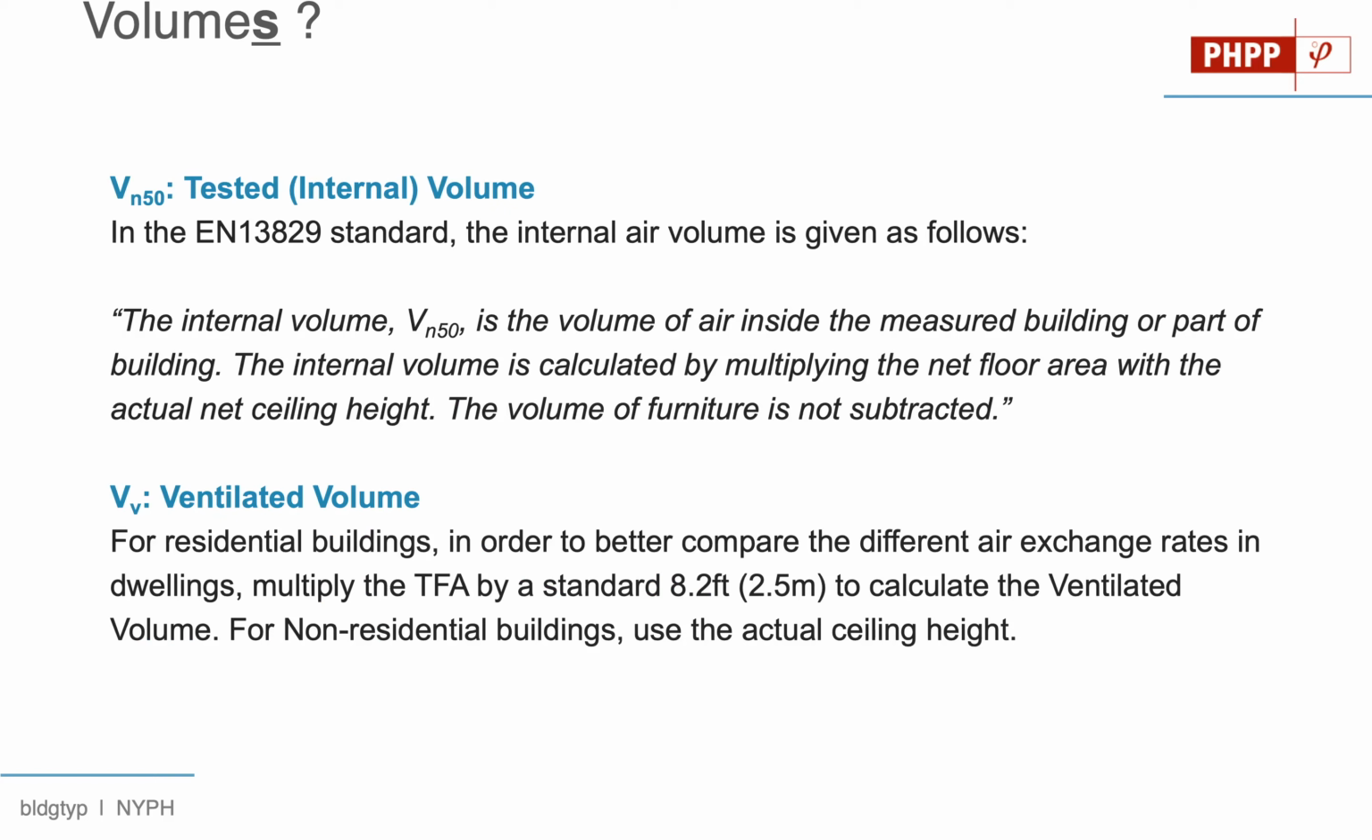The way that the rules are written and the way that the PHPP is built is that we have to input two different reference volumes for the same building. I know. First of all, we have the V n50. This is the actual net interior volume of the building. According to EN 13829, it is the internal visible air. The internal volume is the volume of air inside the measured building or whatever part that we're concerned with.